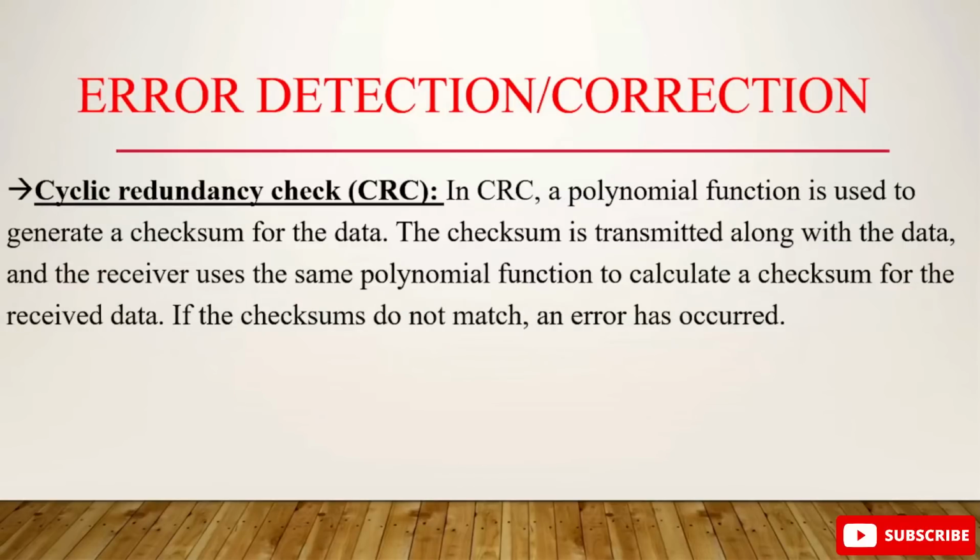Next is cyclic redundancy check. In cyclic redundancy check, a polynomial function is used to generate a checksum for the data. The checksum is transmitted along with the data, and the receiver uses the same polynomial function to calculate a checksum for the received data. If the checksums do not match, an error has occurred.